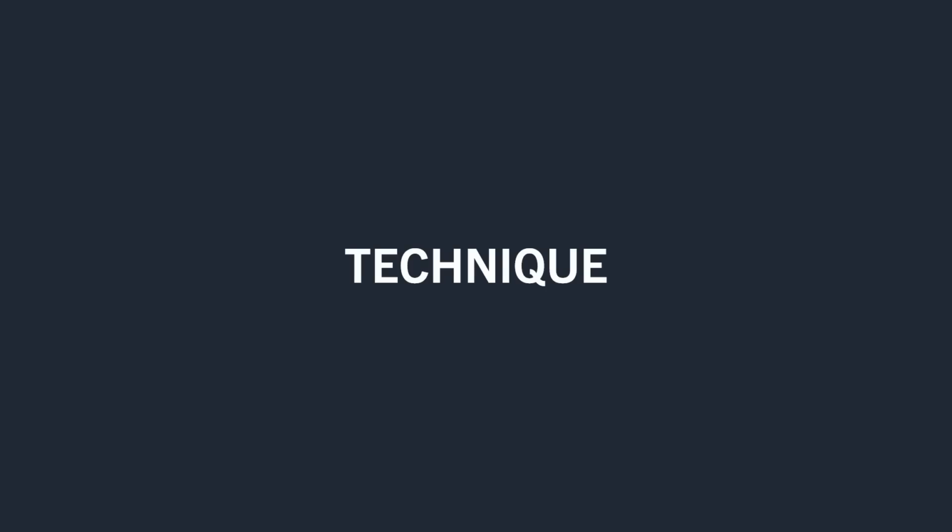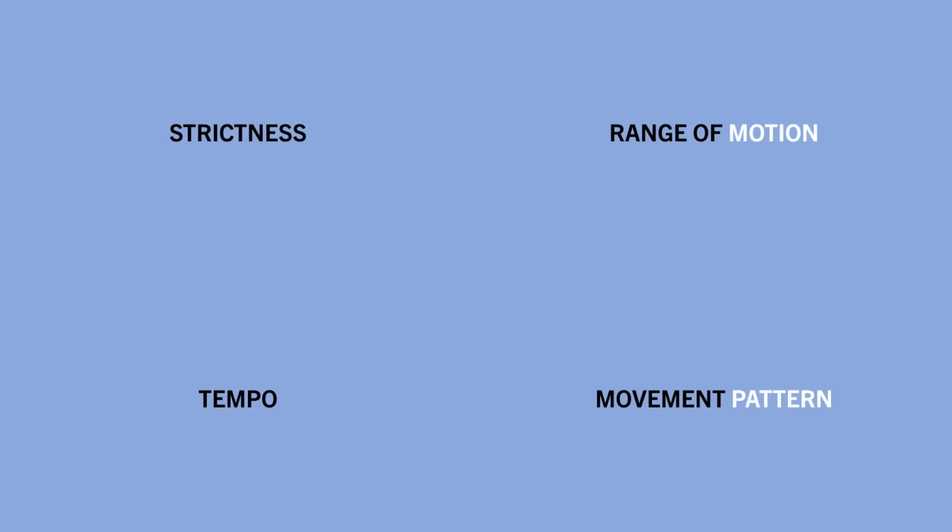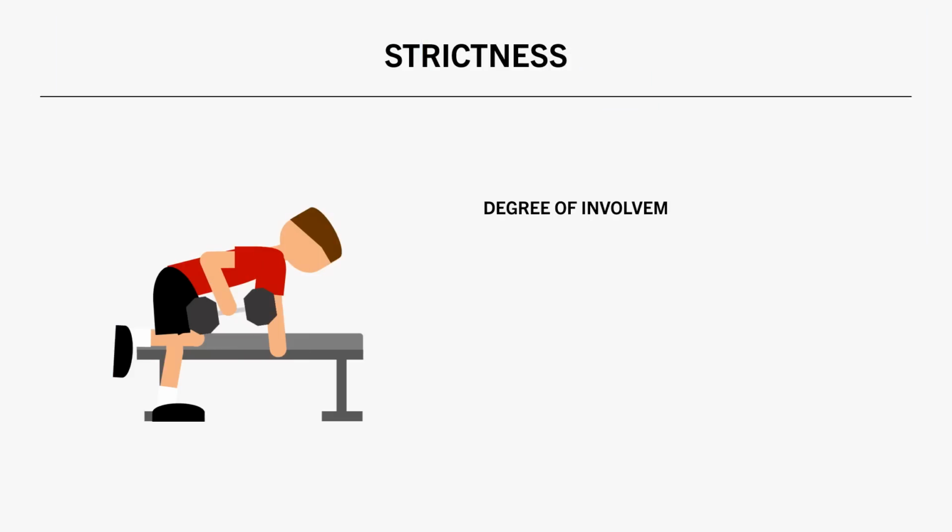The next variable that will influence how heavy we lift is technique. Technique encompasses a few different factors, so we will cover each one individually. The first and probably most relevant is strictness. This refers to the degree of involvement from other muscles and joints which aren't the target of the lift. In other words, how much cheating we implement.